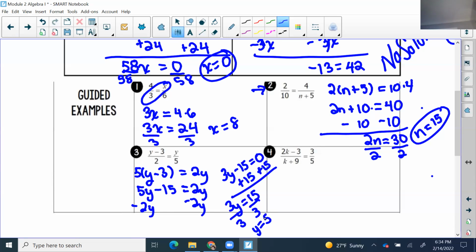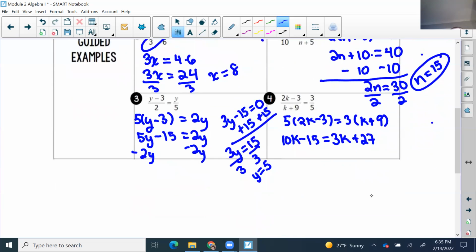Okay, so let's do a couple more, and then we'll keep going. So we've got 5 times 2k minus 3 is equal to 3 times k plus 9. So I'm going to go ahead and distribute. So I have 10k minus 15 is equal to 3 times k, which is 3k plus 27.